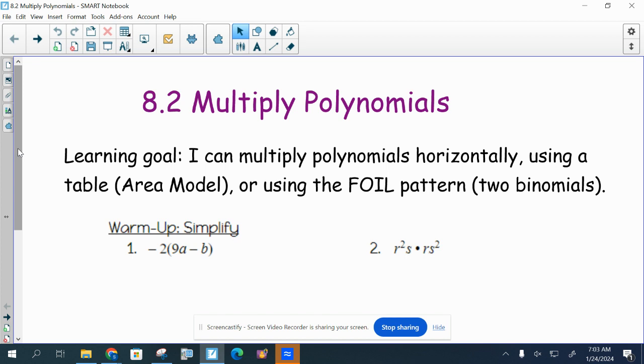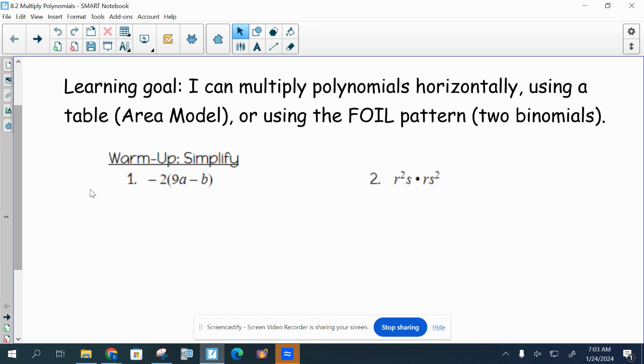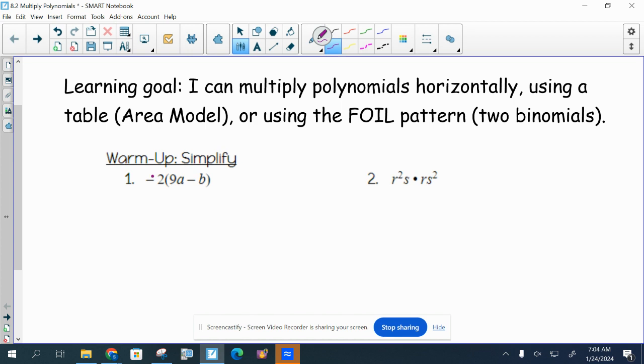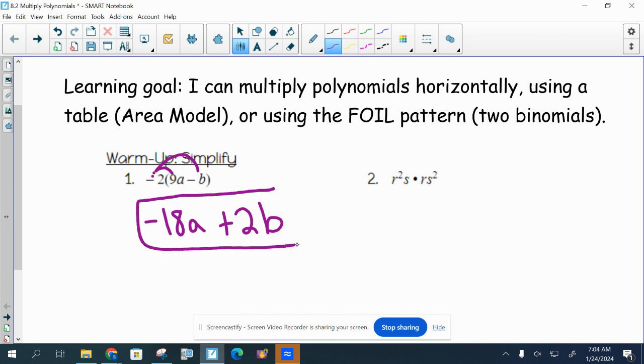So here's your warm-up. Take about 30 seconds to simplify these two expressions, which means getting rid of parentheses and combining like terms. Okay, so number one, you have to distribute the -2 into the parentheses. So -2 times 9a would be -18a, and then -2 times -b would be plus 2b. Since these are not like terms, this expression is simplified all the way, and that would be the final answer.